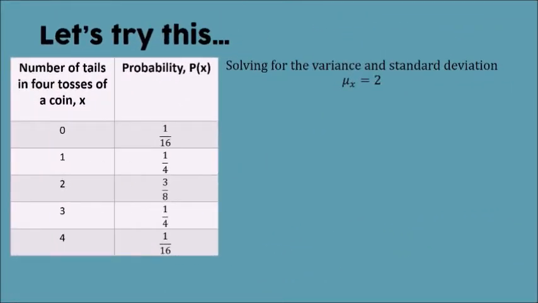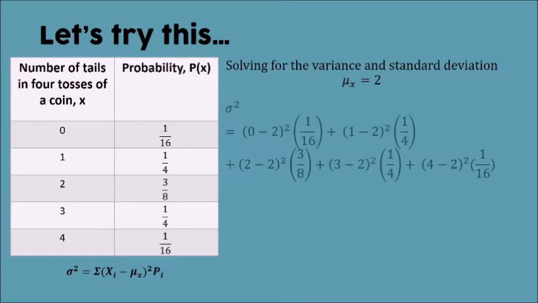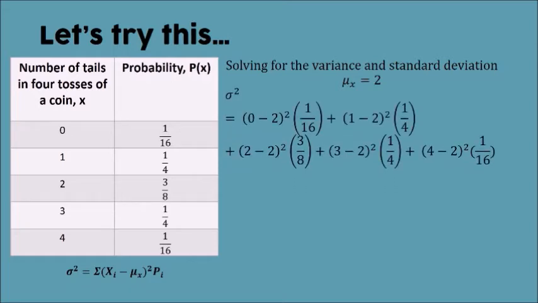Solving for the variance and standard deviation. Based from the previous slide, the mean is 2. So together with the values from the table and the mean, let's substitute these to the variance formula. (0 minus 2) squared times 1 over 16 plus (1 minus 2) squared times 1/4 and so on. The variance now is 1. Hence, the square root of 1 is also equal to 1, which makes our standard deviation also 1.